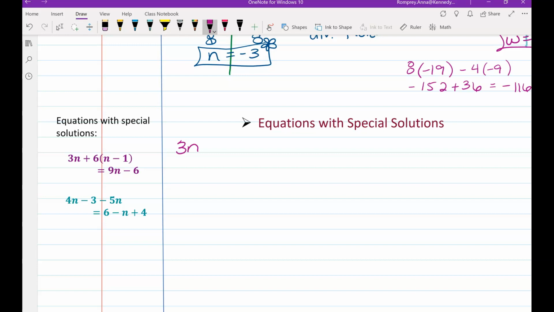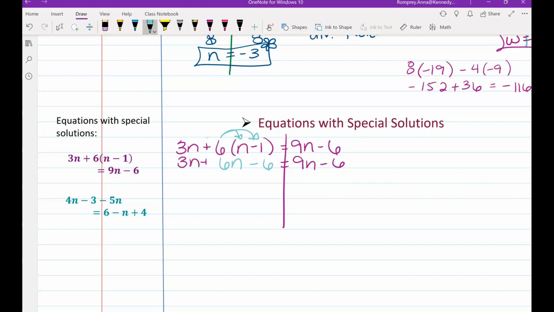So 3n plus the quantity of 6 times the quantity of n minus 1 equals 9n minus 6. What I want to look at is 3n plus 6 times n minus 1. I definitely have a positive 6 to distribute, so I'm going to start with that. Solve these just like normal. So I've got a 6n and a negative 6. Don't forget to bring down the 3n and your 9n minus 6. So we use the distributive property.